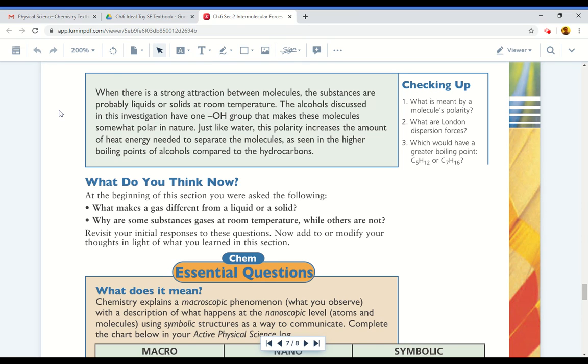When there is a strong attraction between molecules, the substances are probably liquids or solids at room temperature. The alcohols discussed in this investigation have one negative OH group that makes these molecules somewhat polar in nature. Just like water, this polarity increases the amount of heat energy needed to separate the molecules, as seen in the higher boiling points of alcohols compared to the hydrocarbons.